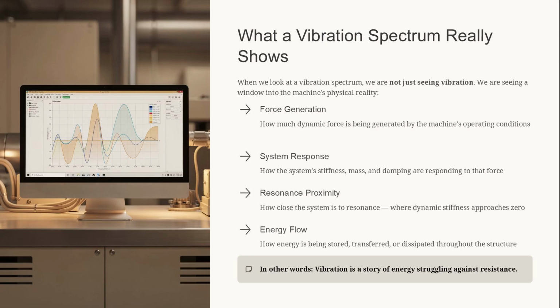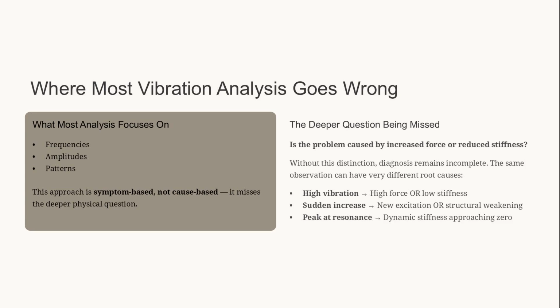A vibration spectrum reveals more than just vibration. It shows force generation, system response, resonance proximity, and energy flow, telling a story of resistance. Most vibration analysis misses deeper physical questions. It's crucial to distinguish between increased force or reduced stiffness to diagnose issues accurately.